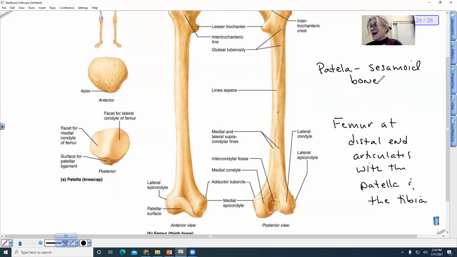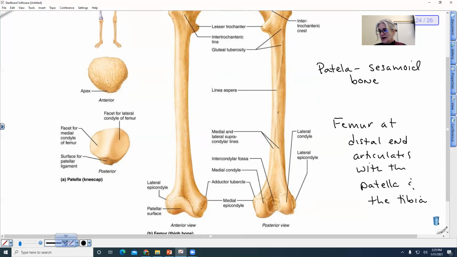What does that mean? That means that it forms in connective tissue, specifically in a tendon that comes over the knee. And so it forms in there and it helps to protect the front of our knees. So we can, for example, kneel on the surface of our knees.